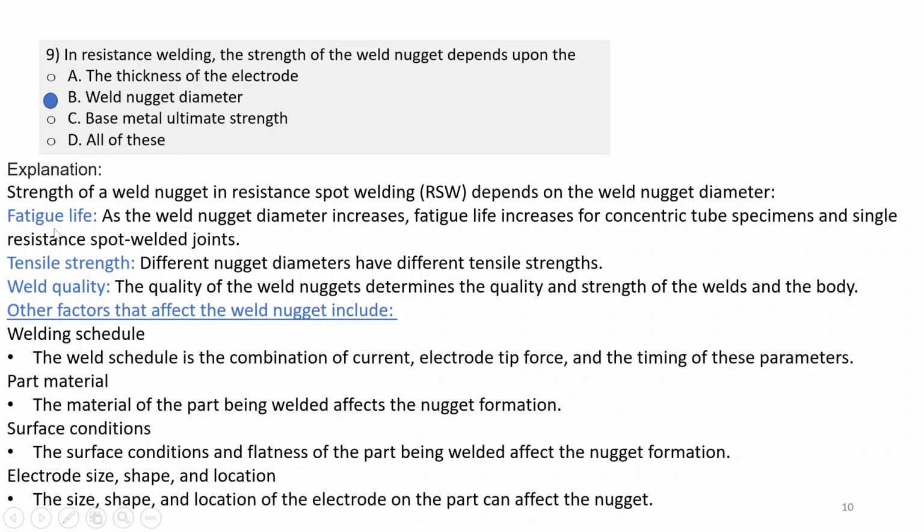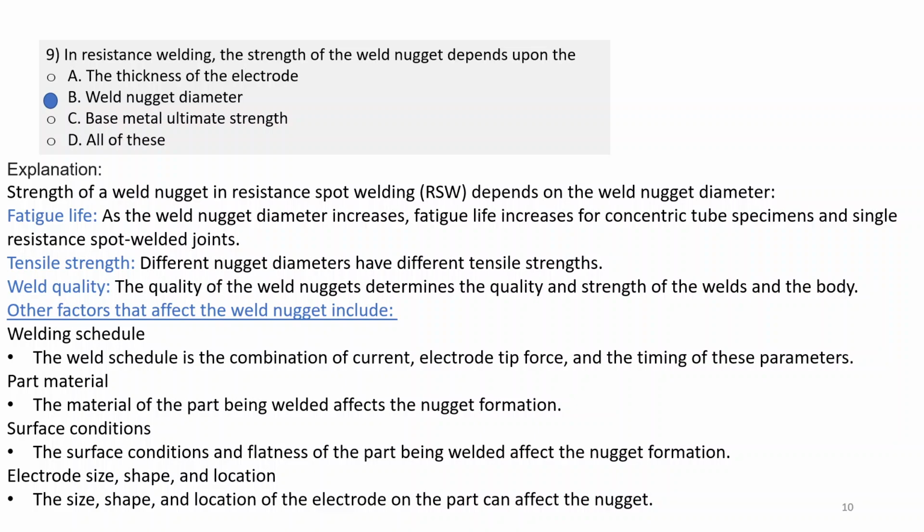In case of fatigue life, as the weld diameter increases, fatigue life increases for concentric tube specimens and single resistance spot welded joints. For tensile strength, different diameters have different tensile strengths. And weld quality: the quality of the weld nuggets determines the quality and strength of the weld and body.